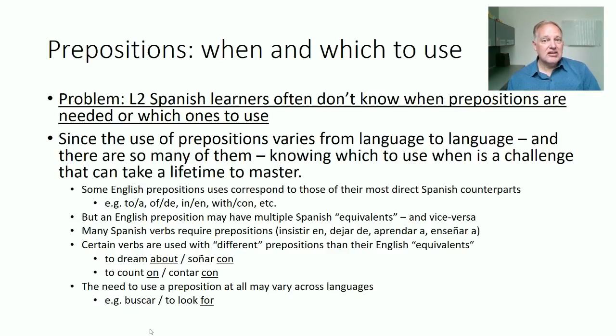So in English we say to look for. In Spanish we just say buscar. We don't say buscar por or buscar para. It's just buscar, no preposition. Okay. So there's a lot of phrasal verbs in English, right? If you're familiar with English grammar, there's a lot of phrasal verbs. There aren't phrasal verbs in Spanish.